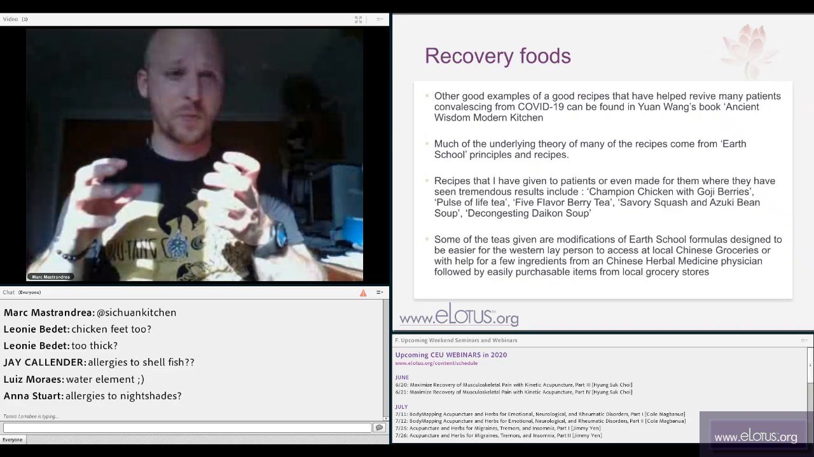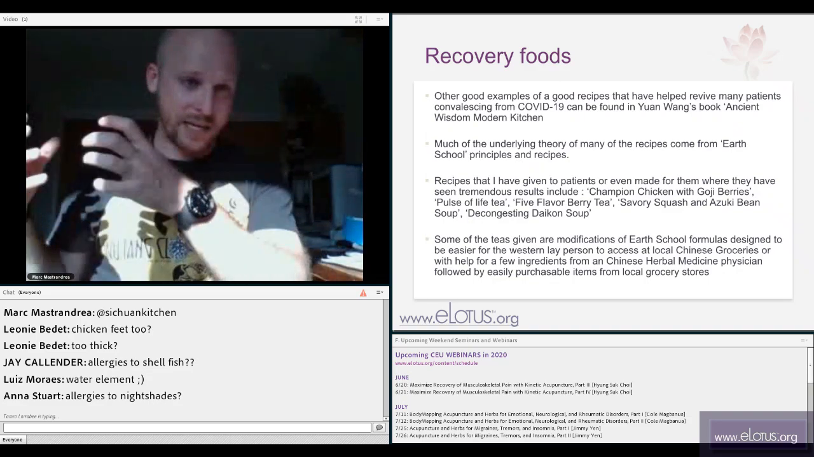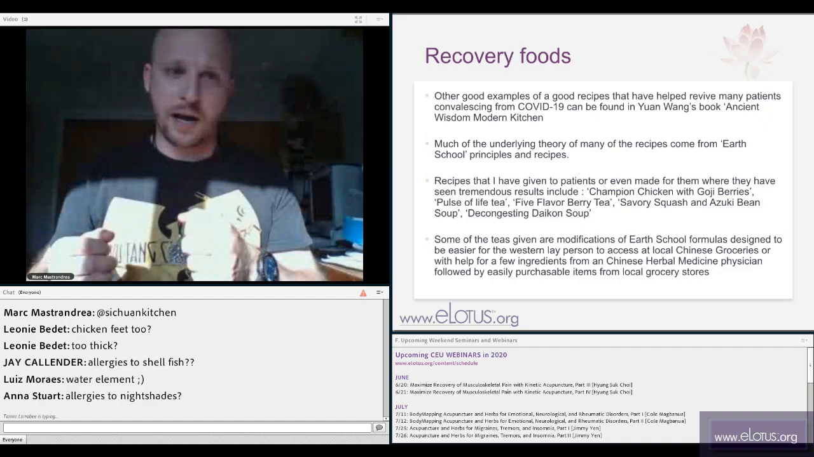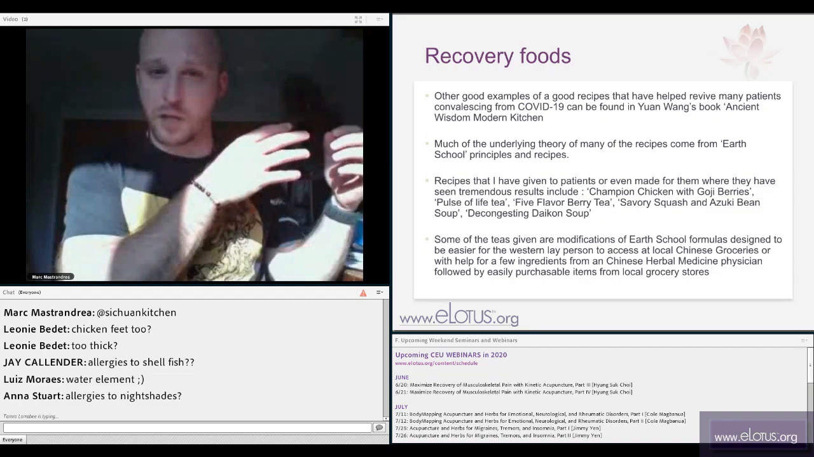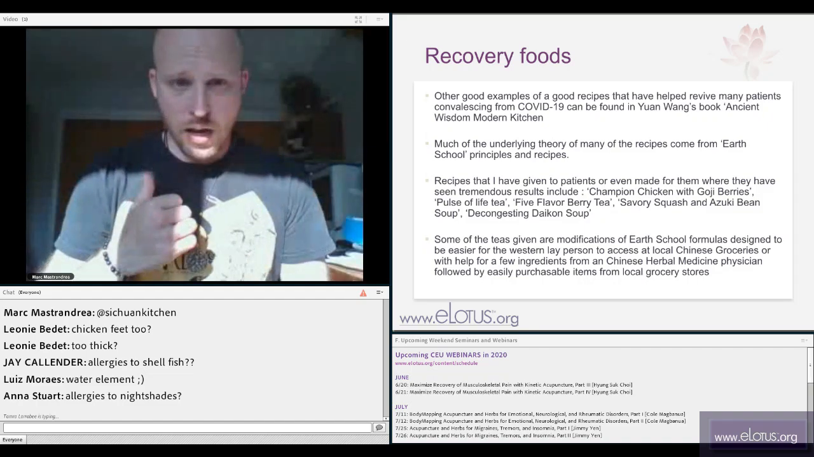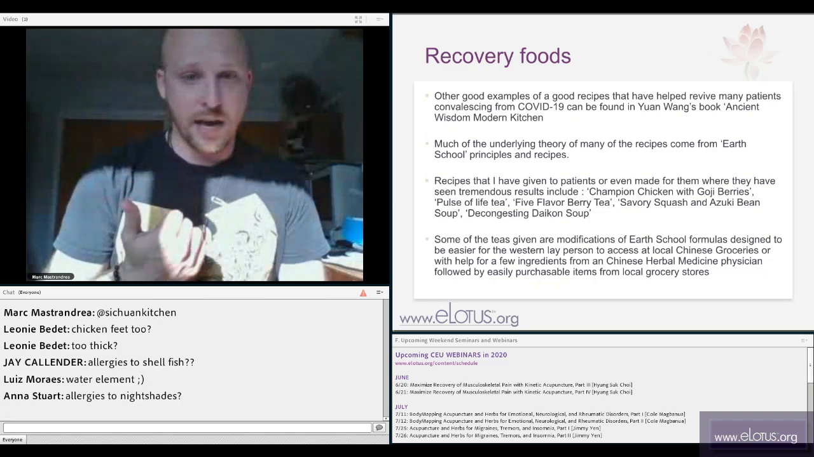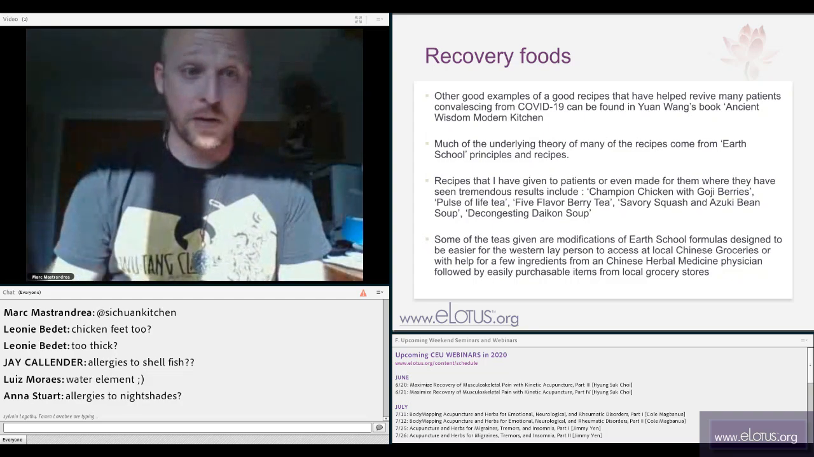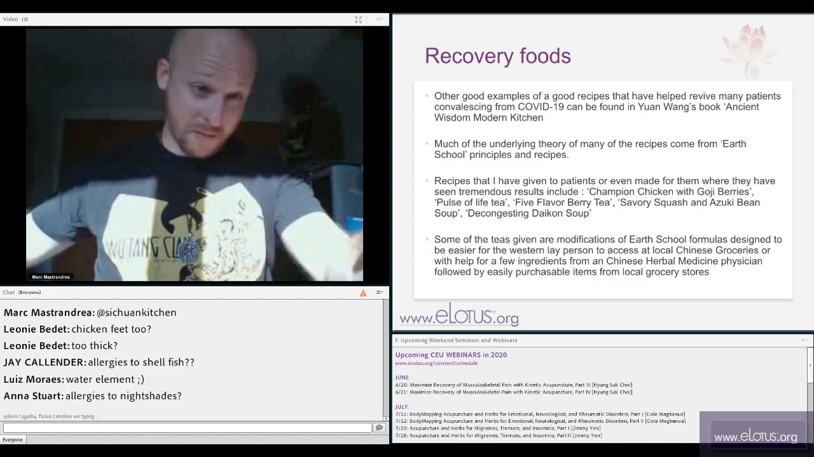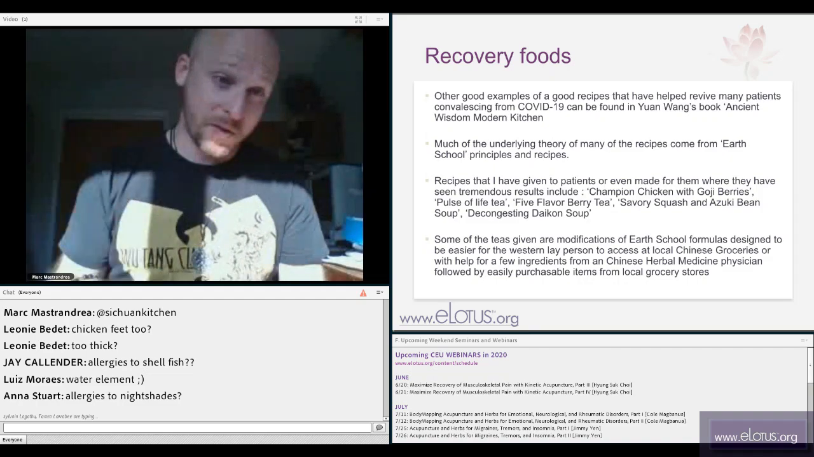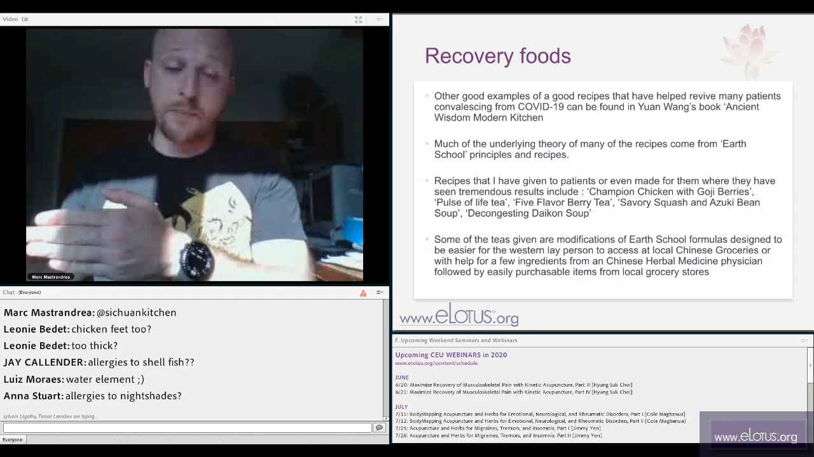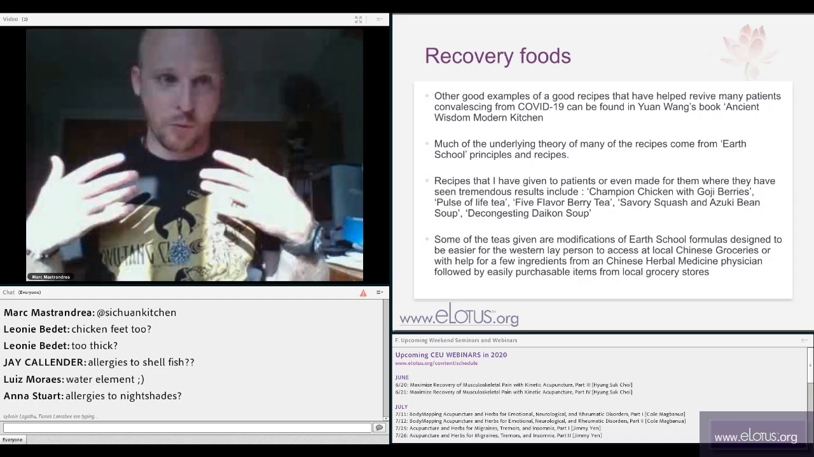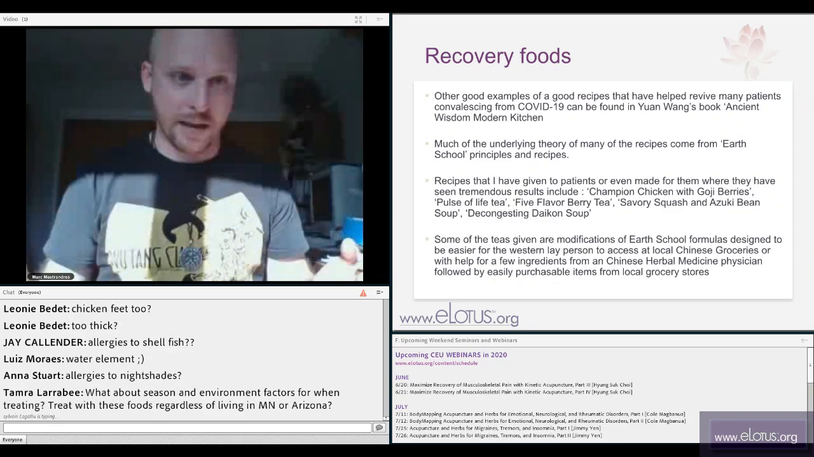They have very few herbs, but they have the predominant herbs that will help the condition, along with commonly available teas or herbs that you can buy. So recipes such as she has in there, I'll just give you a few. Champion chicken with goji berry. Phenomenal recipe. I use the broth that I supplied here in the slides as the base for that for a lot of my patients. And they make that and they feel better immediately. They have more energy, especially with the treatments that you're giving them daily.